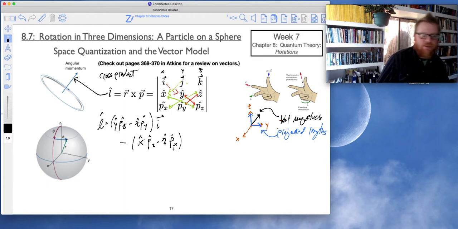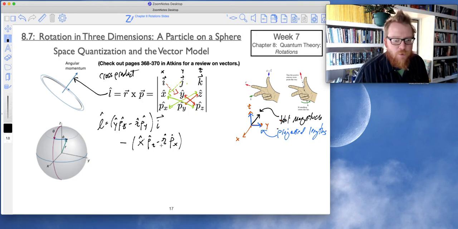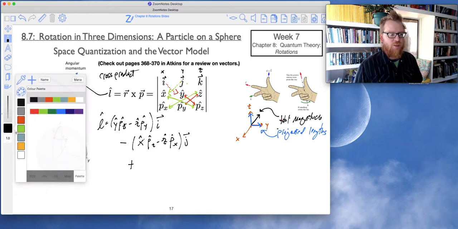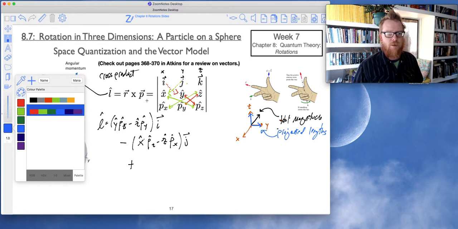Yes, x pz minus z px, okay. Beautiful. So there's the z, and that's times vector component j. And now finally when I do my k, that's an addition. Okay, so this is just standard matrix manipulations.